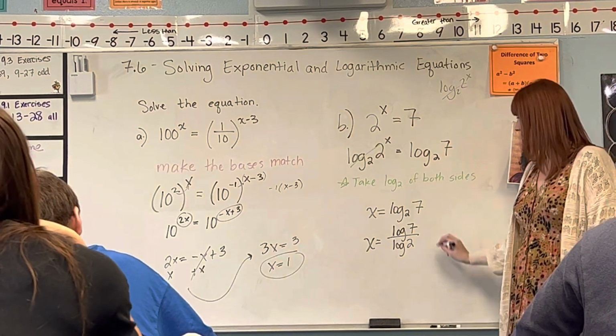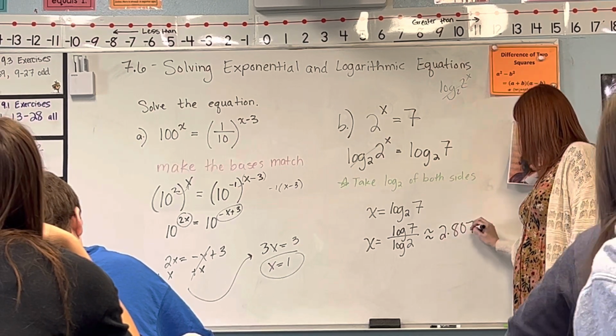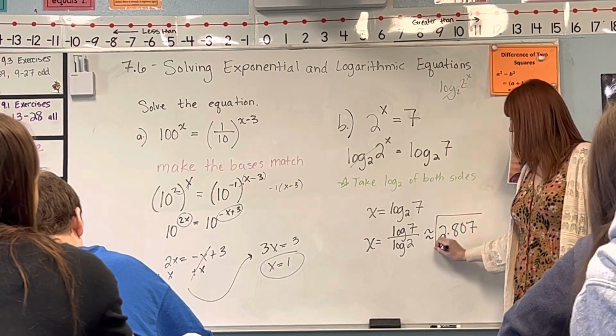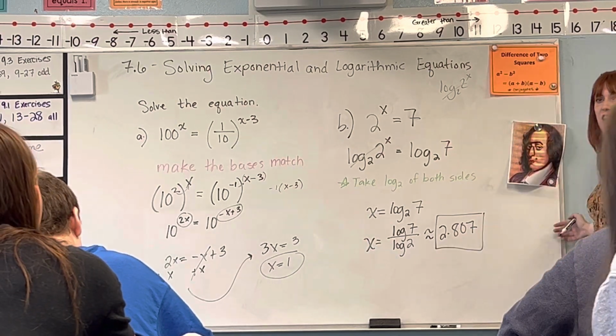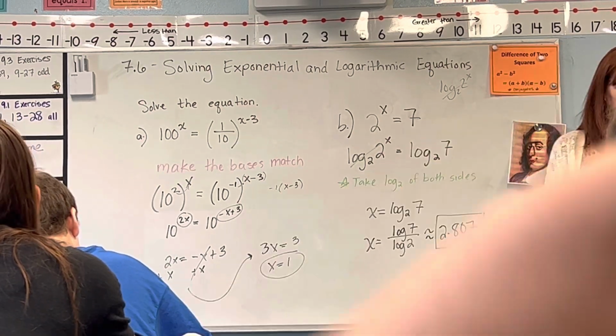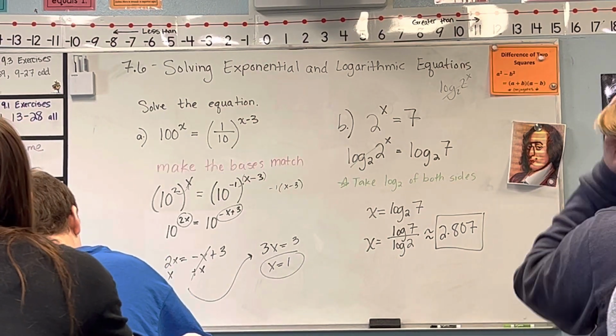x is about 2.807. Why do you say about? Because the decimal goes on forever and ever, and I'm just rounding it. So anytime you have to round, you have to do a squiggly line? Technically you should, yeah.